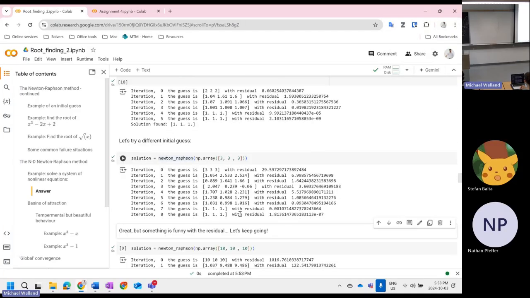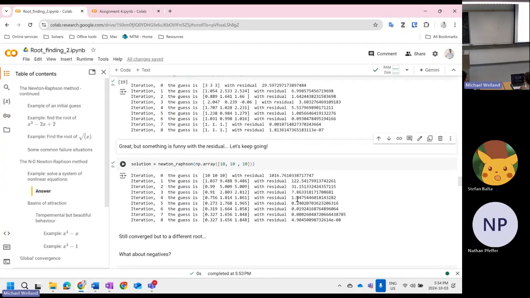We still find the same root, which is a good thing. But if you look at the residual now, we start off with 30, 6, 1, 3, 5, 1, 0, 1, something minus 7, right? So now something has happened here because we've gone somehow from going downhill, and then all of a sudden we're going uphill again. And then we're going downhill again.